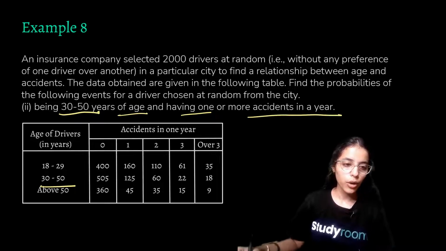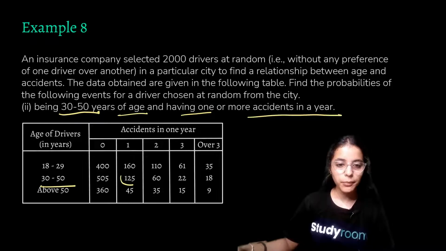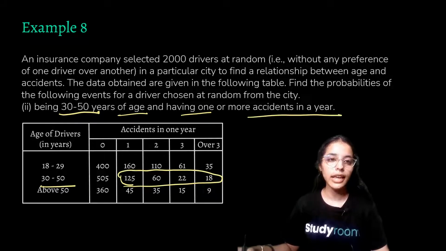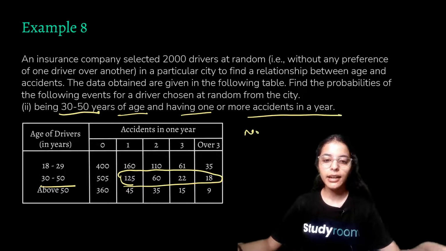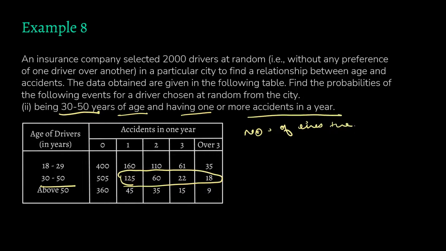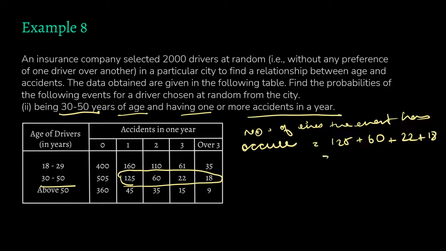Right, in a year. So now we have 30 to 50 and we have more than 1. That would mean that we have to add all the accidents that have been done by this age group. So now adding them, the number of times the event has occurred is equal to 125 plus 60 plus 22 plus 80, which will give us 225 as the number of times, and our n is 2000.